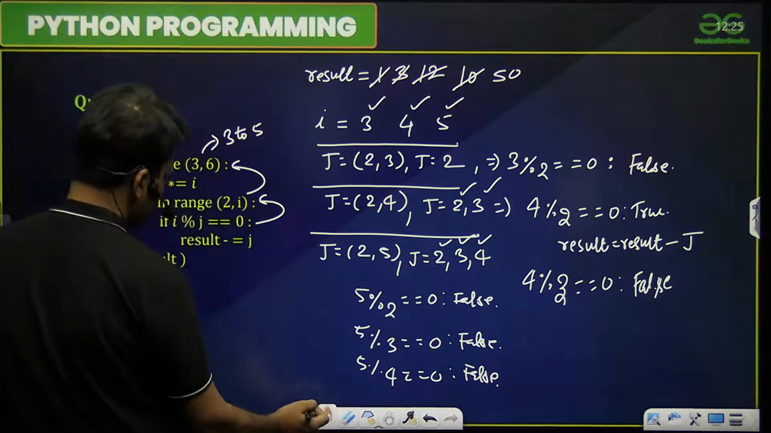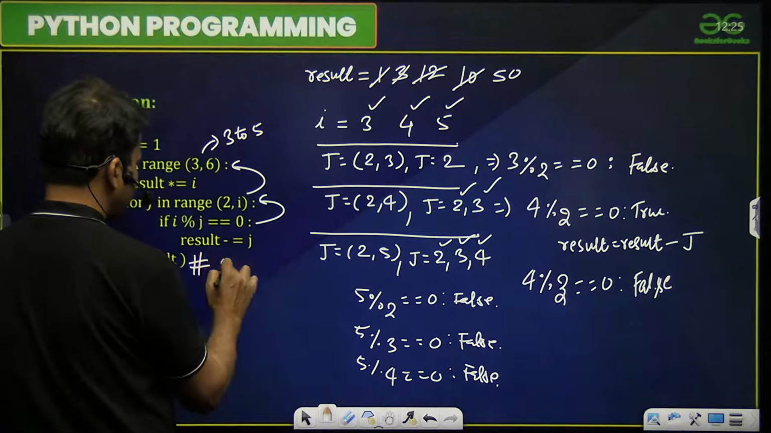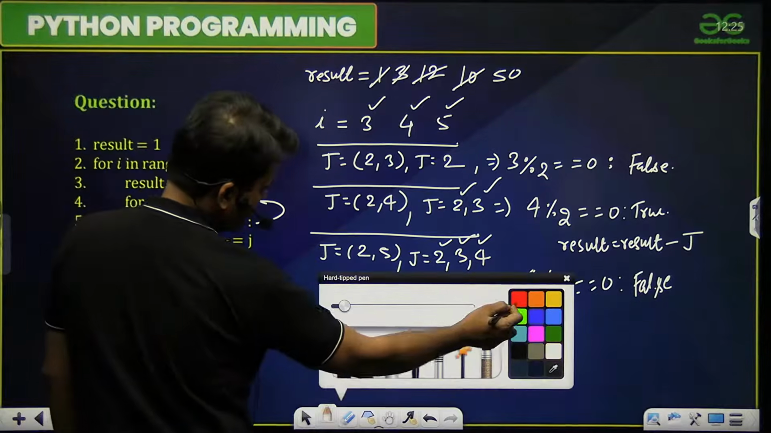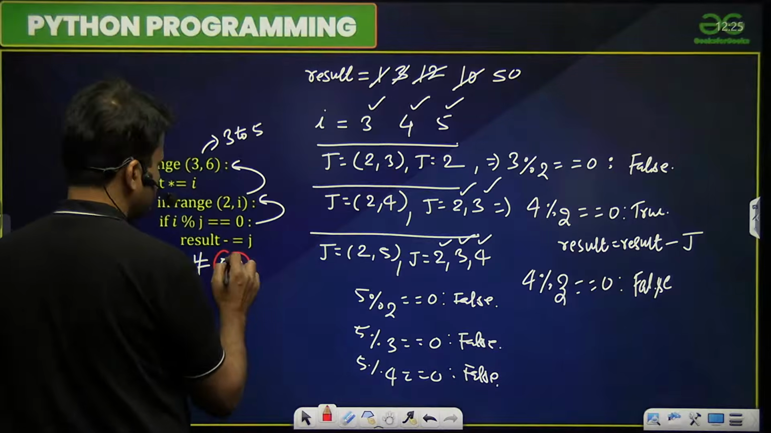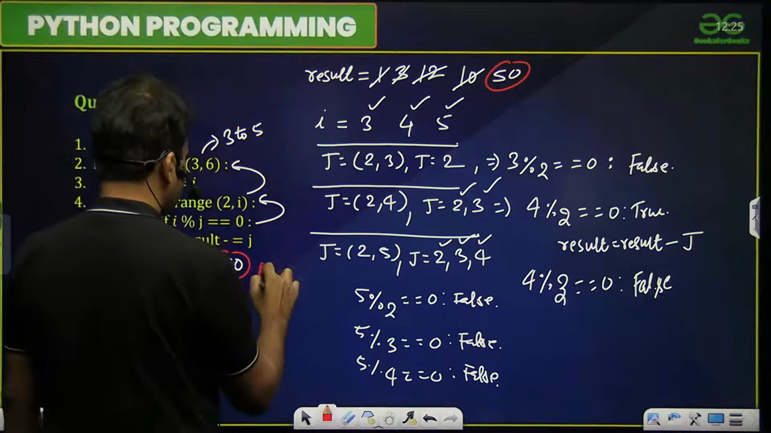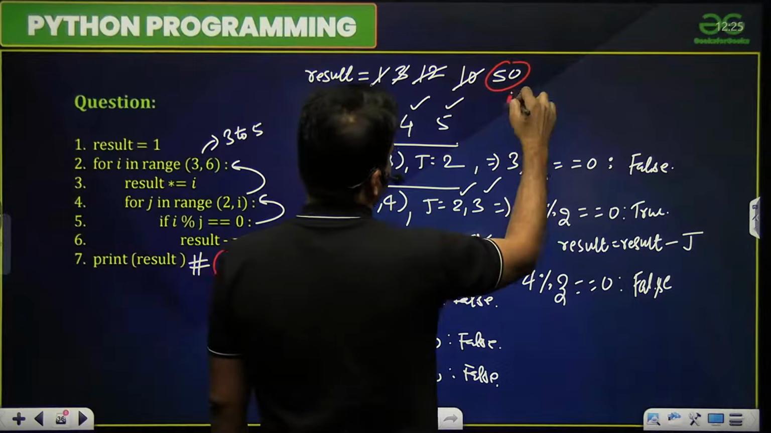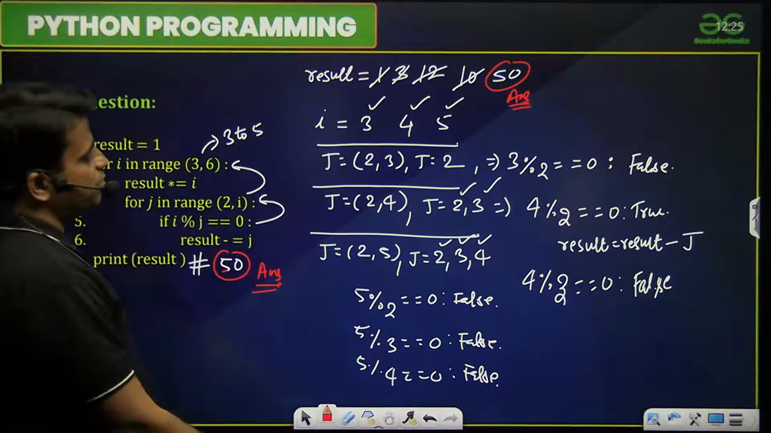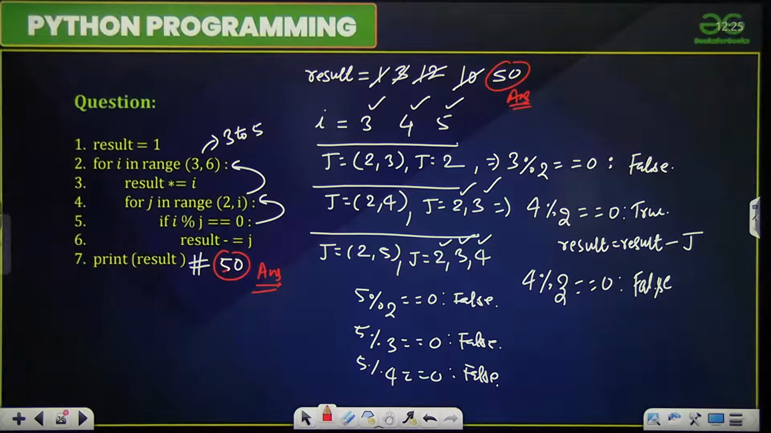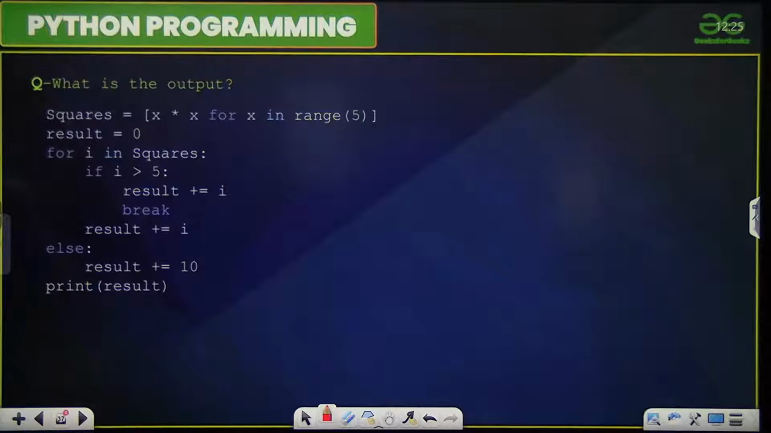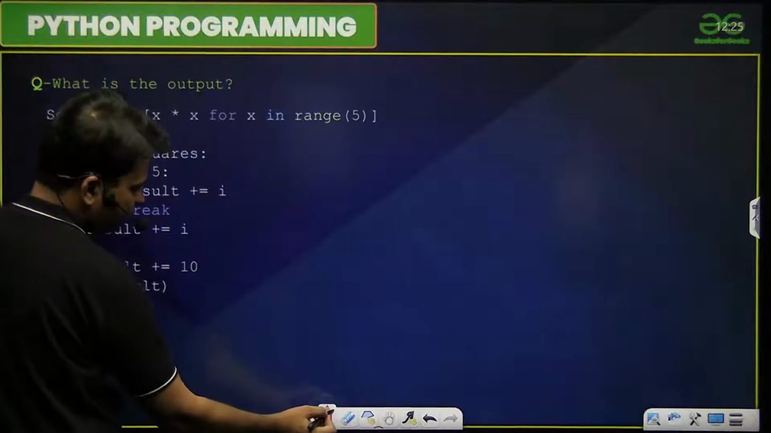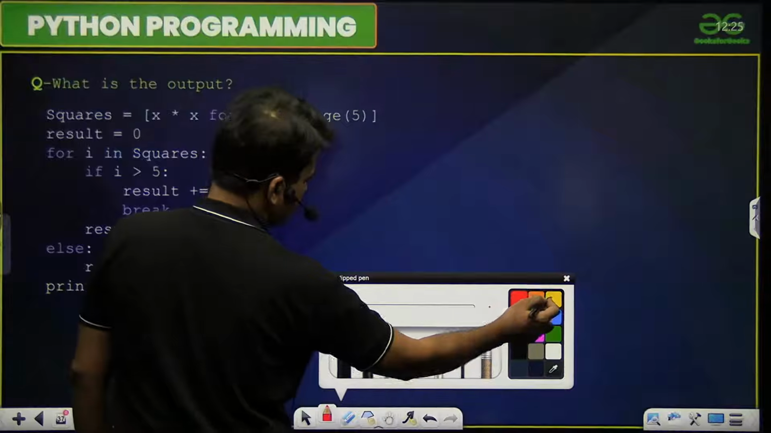So what is the answer? Finally, you will get 50. So 50 is the answer for this question, student. In this way, you can solve this type of question. So what is the answer for this one, student? Try yourself, it is homework. This is your homework question, so try it at your home.